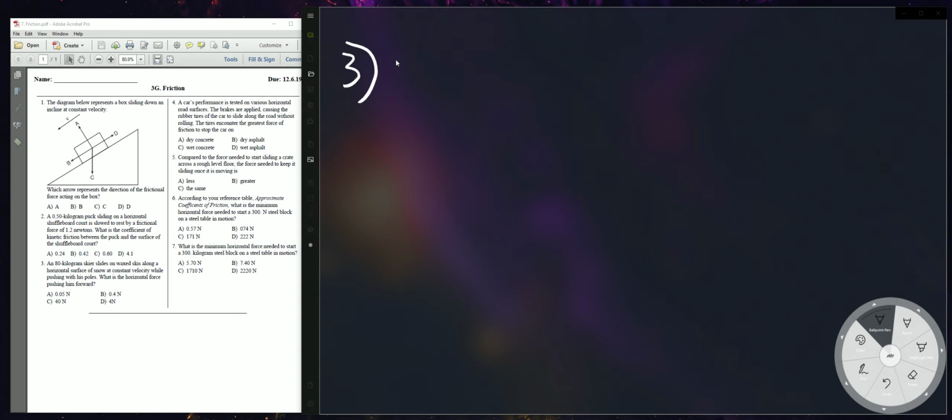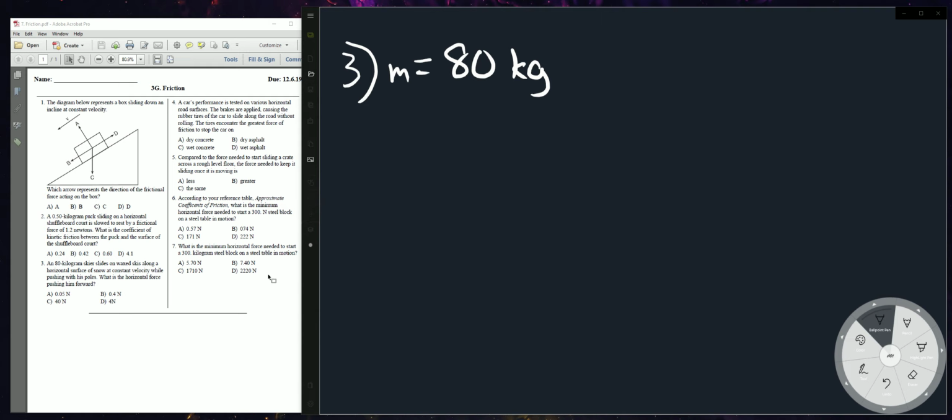Number 3. Well, that rhymes. Perfect. An 80 kilogram skier, so your mass is 80 kilograms, slides on waxed skis. So you probably need your reference table for this because it's mentioning waxed skis on snow. So, sliding on waxed skis on snow at constant velocity while pushing with his poles, what is the horizontal force pushing him forward?